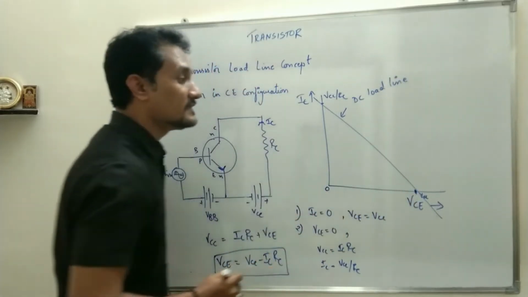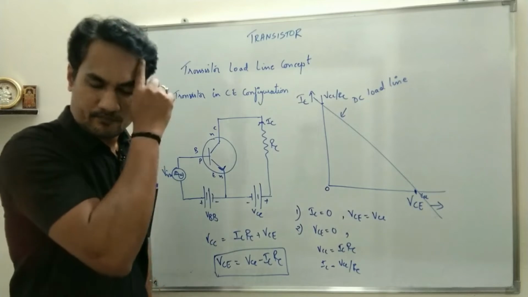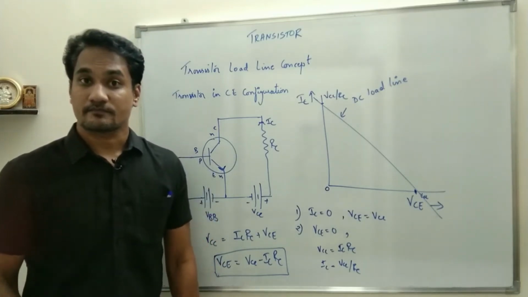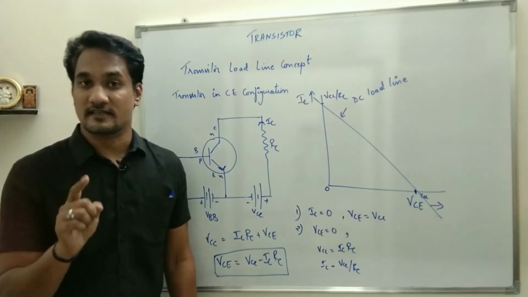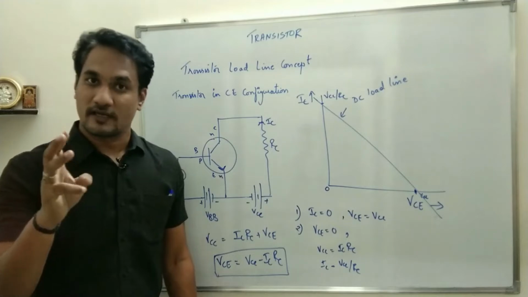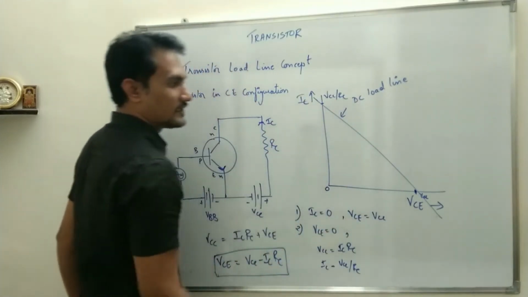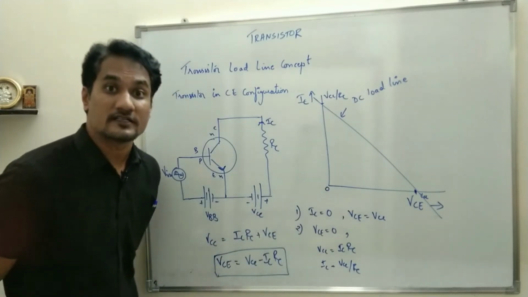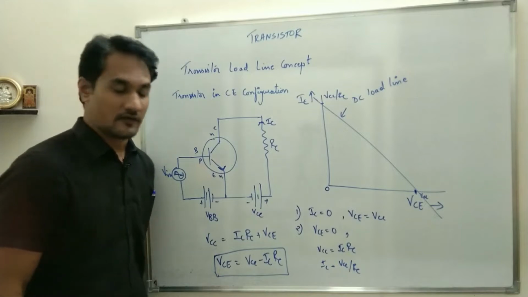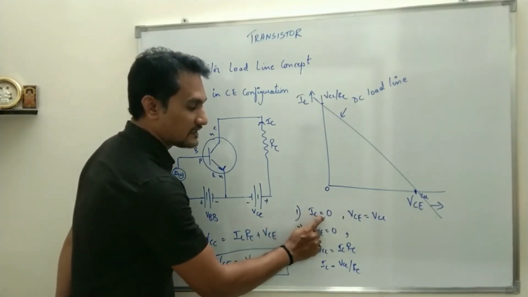Now what are the things which have to be understood by using the DC load line? I said the transistor works in three regions: saturation, cutoff, and active region. From the graph which we have drawn, we can easily identify which are the two points which indicate saturation and cutoff. Now in the first case, what I did is IC is equal to 0.